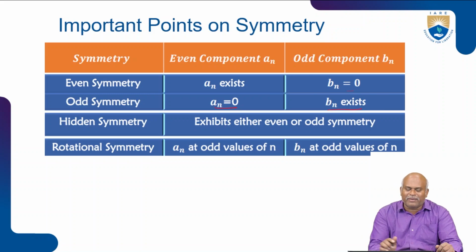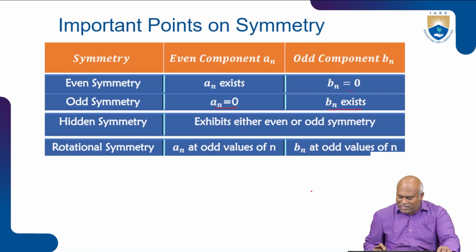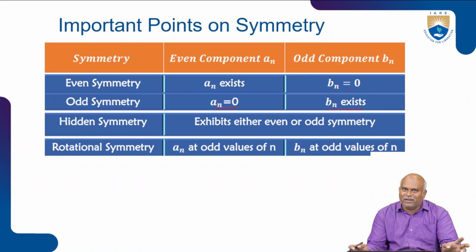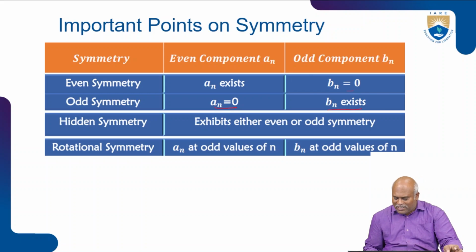So here I take the trigonometric Fourier series as an example. For all Fourier series, exponential as well as polar or cosine, this is the general condition for even and odd symmetry of the Fourier series.